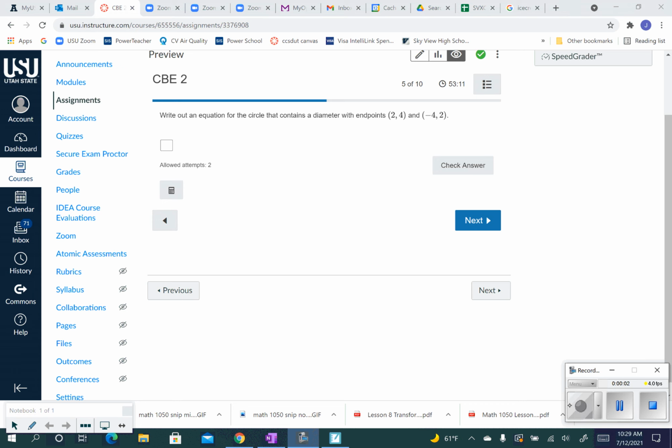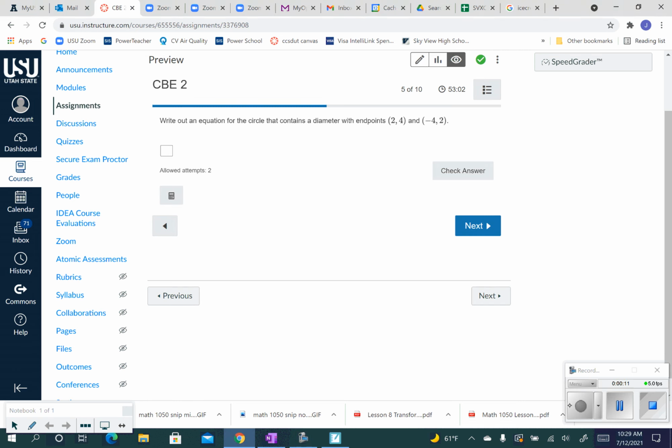This problem is really similar to the last one. The difference is instead of giving us the equation and asking us to graph it, it gives us some information and we want to come up with the equation. Remember, to come up with the equation, there's two things I have to know. I've got to know the center, h and k, and I have to know the radius. If I know those two things, I plug them in my formula for the equation of a circle and I'm good to go.